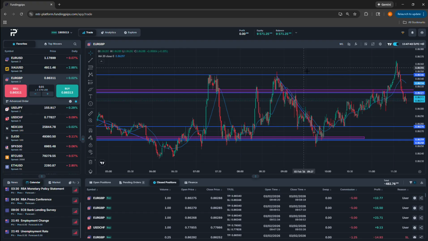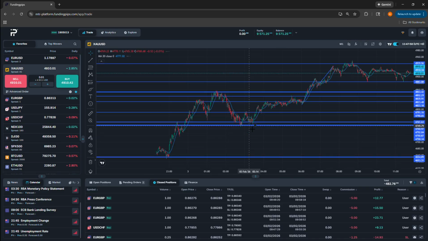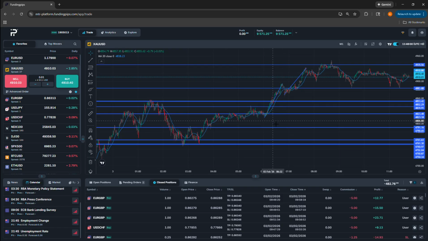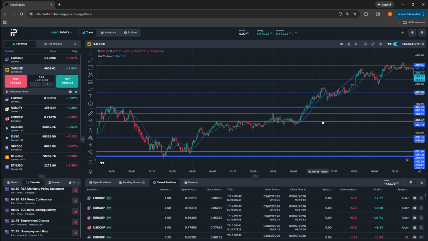Okay, I want to document a couple of trades so that I don't forget. Okay, so here's one that I took. Here's the one I took.